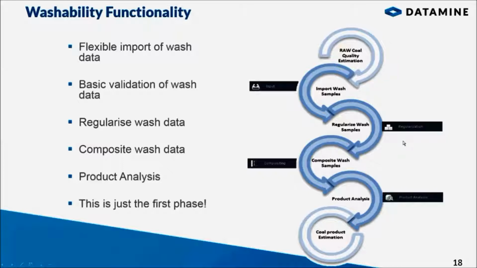Once you have your composited regularized results, you can then proceed to do the product analysis, and we have a separate window for that. With the product analysis, in this version of the software, you can do a primary and a middling product, or just one of the two. You can just do a primary product if you just want to do a primary product. And then using those results, you can go and estimate into your block model.